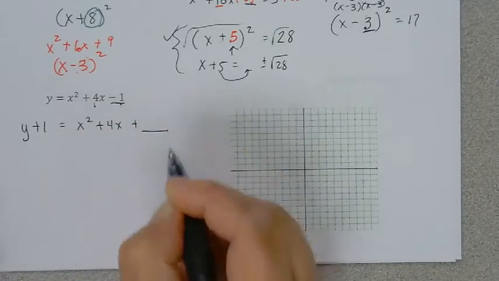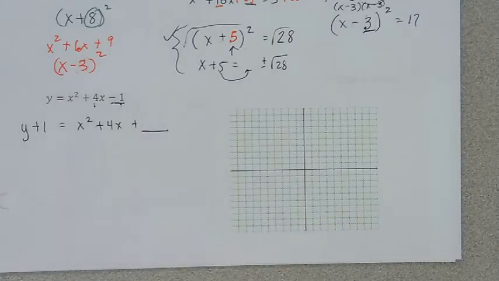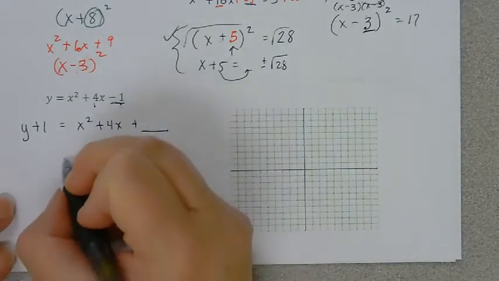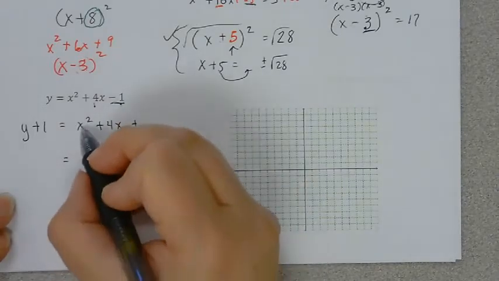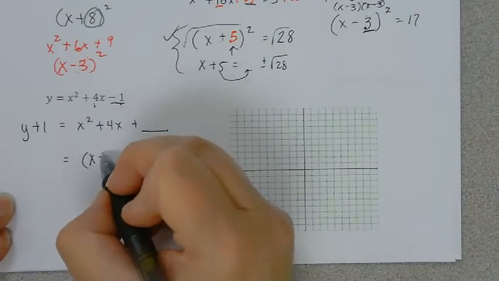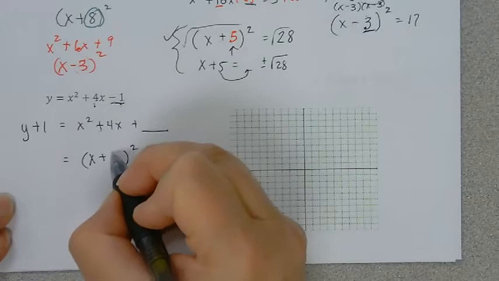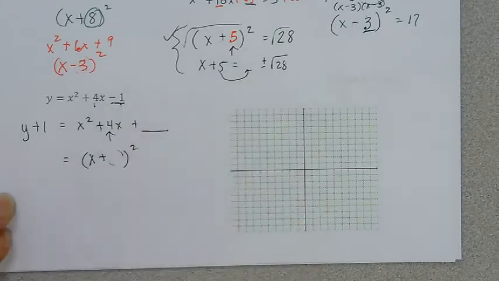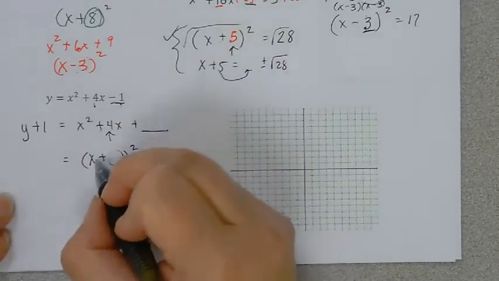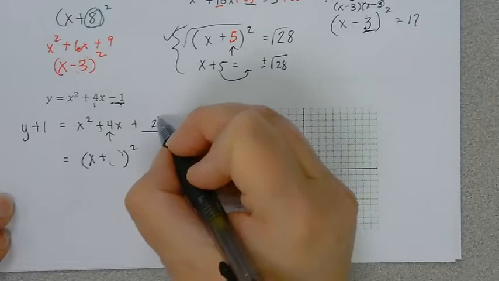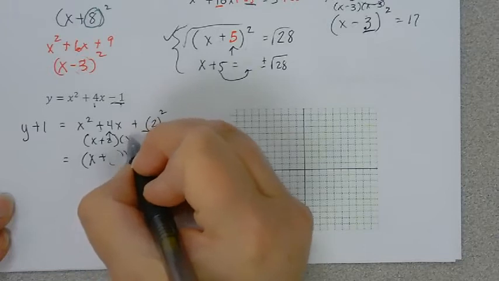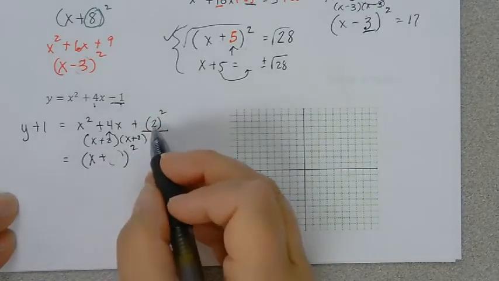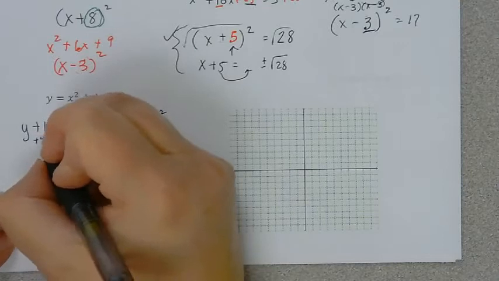And now I want to add right here the number that would be half of that number squared. So on this side, I'm going to make this something squared. And what I put inside the parenthesis is an x, and it's going to be a plus because this is plus. And the number that goes here is half of that number. What is half of 4? 2. So this, in order for it to factor like this, has to be 2 squared, because that would factor to x plus 2 times x plus 2. So since I added 4 to this side, I have to go add 4 to this side.